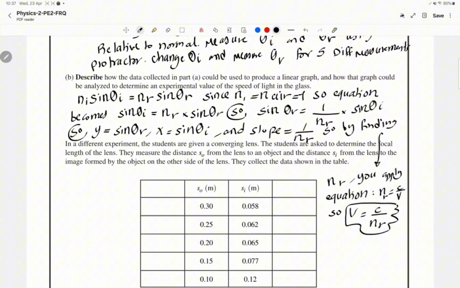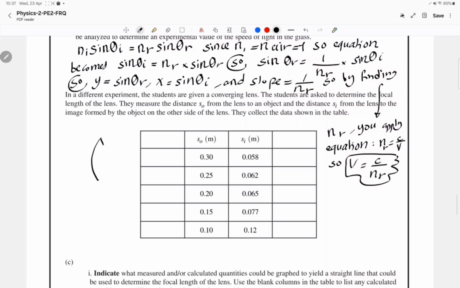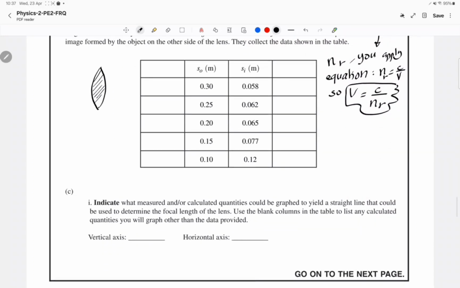In a different experiment, the students are given a converging lens, which looks like this. It's able to produce a real image and also a virtual image, depending on the distance of the object from the lens. The students are asked to determine the focal length of the lens. They collect the data shown in the table. Identify what measured or calculated quantities could be graphed to yield a straight line that could be used to find the focal length of the lens.